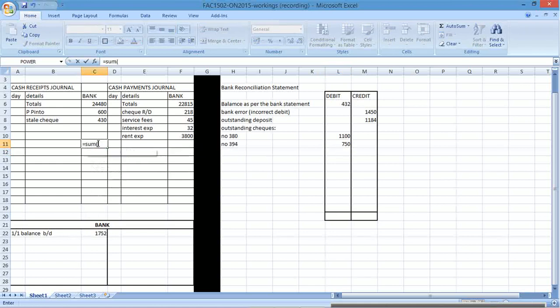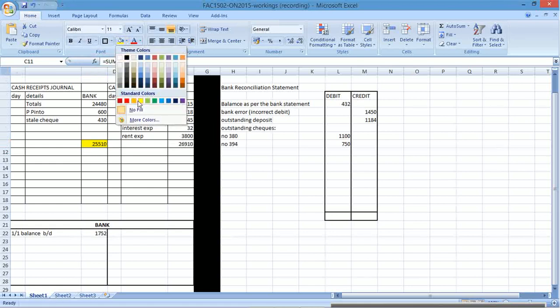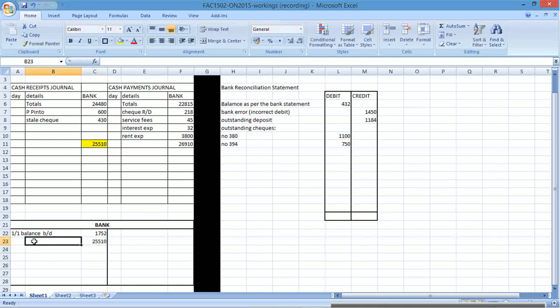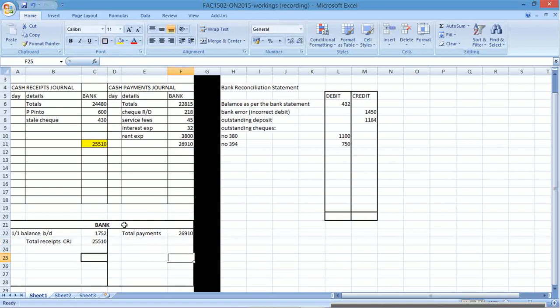So now sum up this side, sum up that side. This is a receipt that will increase your bank. Total receipts, CRJ. Total payments, and then balance the account off. This side looks bigger. Slightly. Let's just check though. Yes, it is bigger. Slightly. So this minus that gives you the balance brought down. Carried down, brought down.